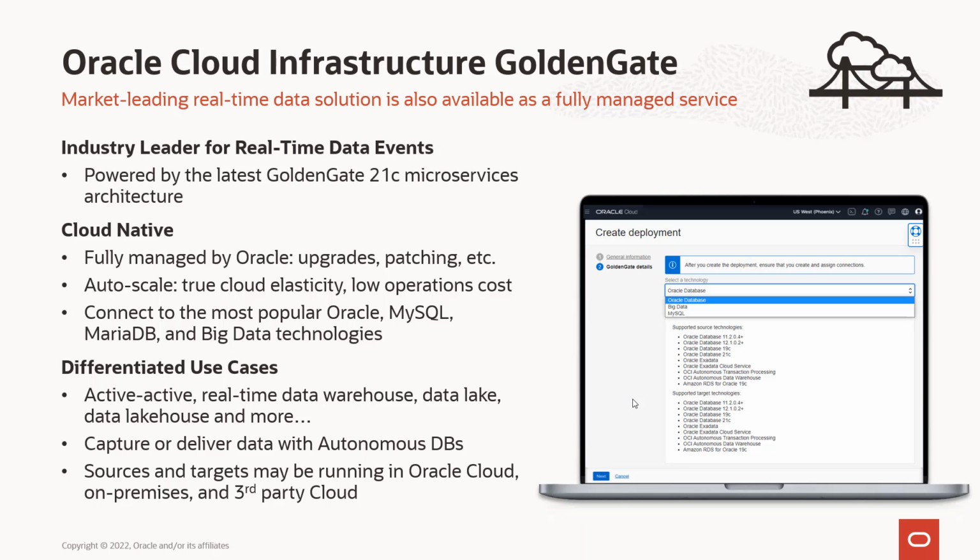And you can use OCI GoldenGate for several use cases to, for example, load your data warehouse in real time, to set up disaster recovery instances, or maybe to load your data lakehouse. You can capture and deliver data from and into the autonomous databases on OCI, and your sources and targets can be running anywhere. They could be running on premises, they could be running in the Oracle Cloud, but they can also be running in third-party clouds. So that's very important to know.